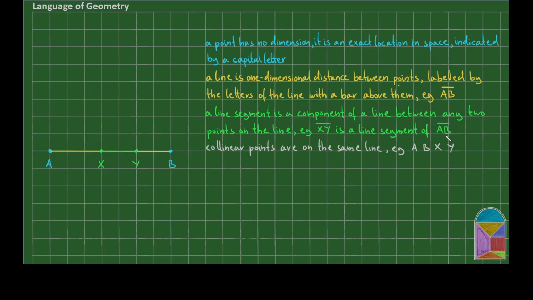All the points that exist on a same line are known as collinear points. For example, points A, B, X, and Y are all collinear.